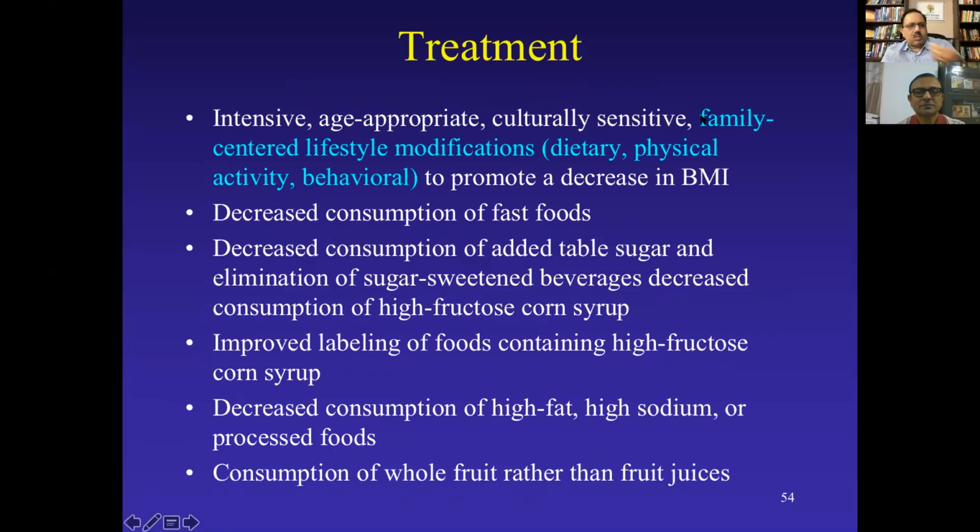In obesity treatment, it should be lifestyle modification, which is dietary, physical, and behavioral. The same things which I mentioned in prevention have again been mentioned in the treatment. But they have very clearly said no fruit juices, but fruits, where you actually consume fiber along with the fruit.